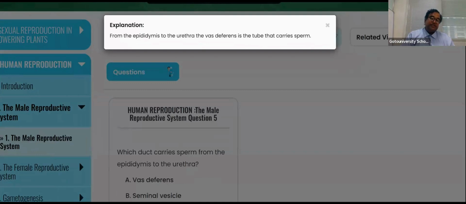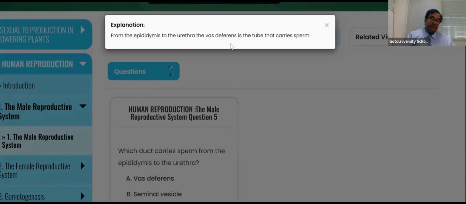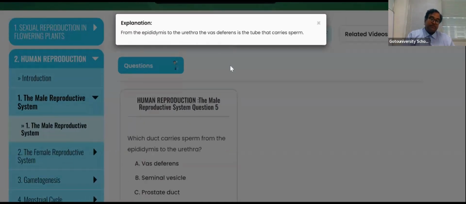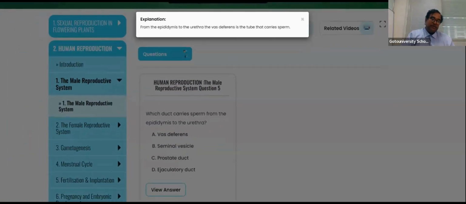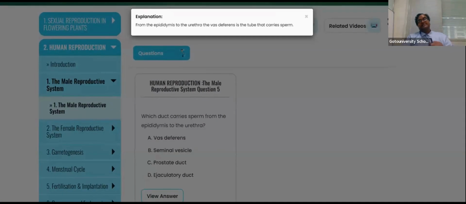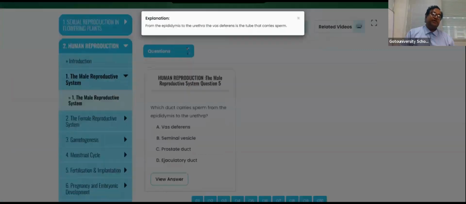So the ejaculatory duct is the last segment leading to the urethra, called the ejaculatory tube. Not the first segment. Many people are getting confused. The ejaculatory tube, of course, reaches the urethra, and it is a continuation of the vas deferens. But the first segment of the vas deferens, which arises from the epididymis, is not called the ejaculatory duct. That is a message we need to understand.